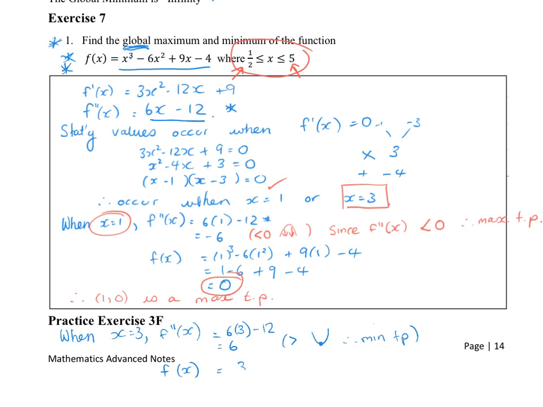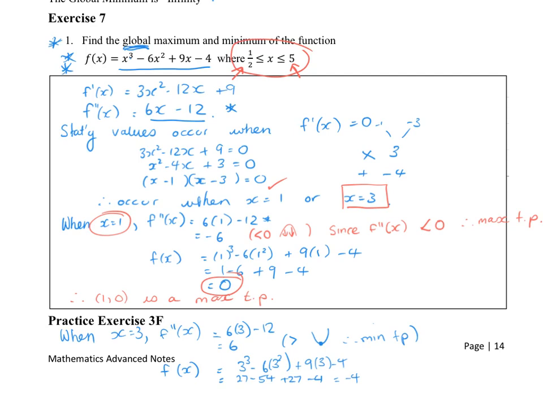So we get 3 cubed minus 6 lots of 3 squared plus 9 lots of 3 minus 4. Which is, what's that? 27 minus 6 lots of 9, which is 54, plus 27 minus 4. So that's 54 minus 54, 0 minus 4, which is negative 4.